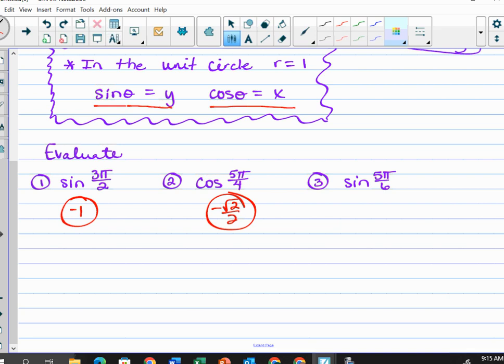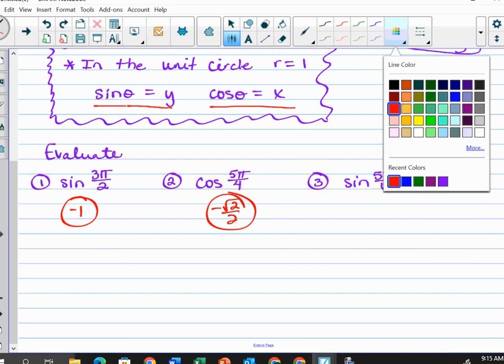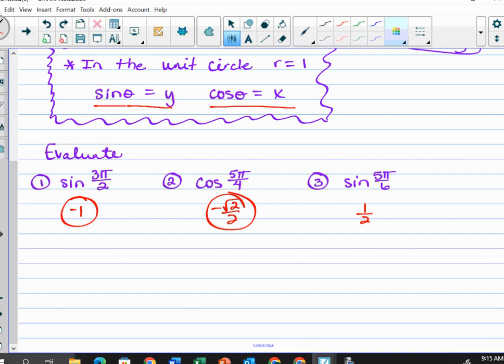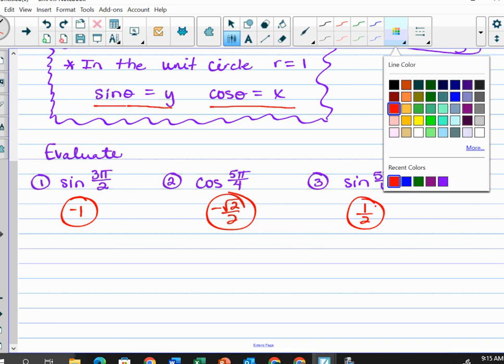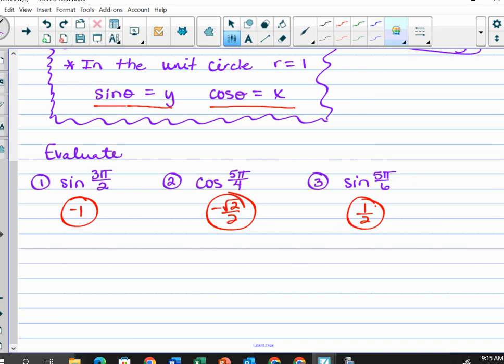All right, guys, what did you get for sine of 5 pi over 6? 1/2, yes. Are we okay with that? All right, let's try another one. You just find the y.